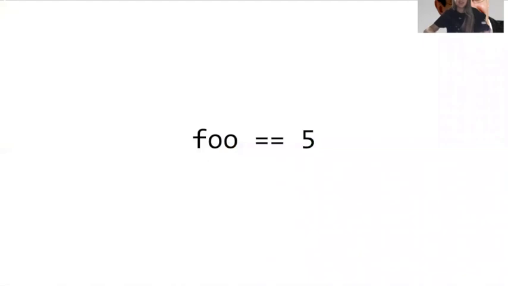So first we have foo equals 5. This is a predicate, right? This is where we're checking if the variable foo is equal to 5. We're not setting the variable foo to anything. So in Python, when we want to check for equality, we use the double equal sign. So this would be foo double equals 5, and that would check if the variable foo has the value of 5.